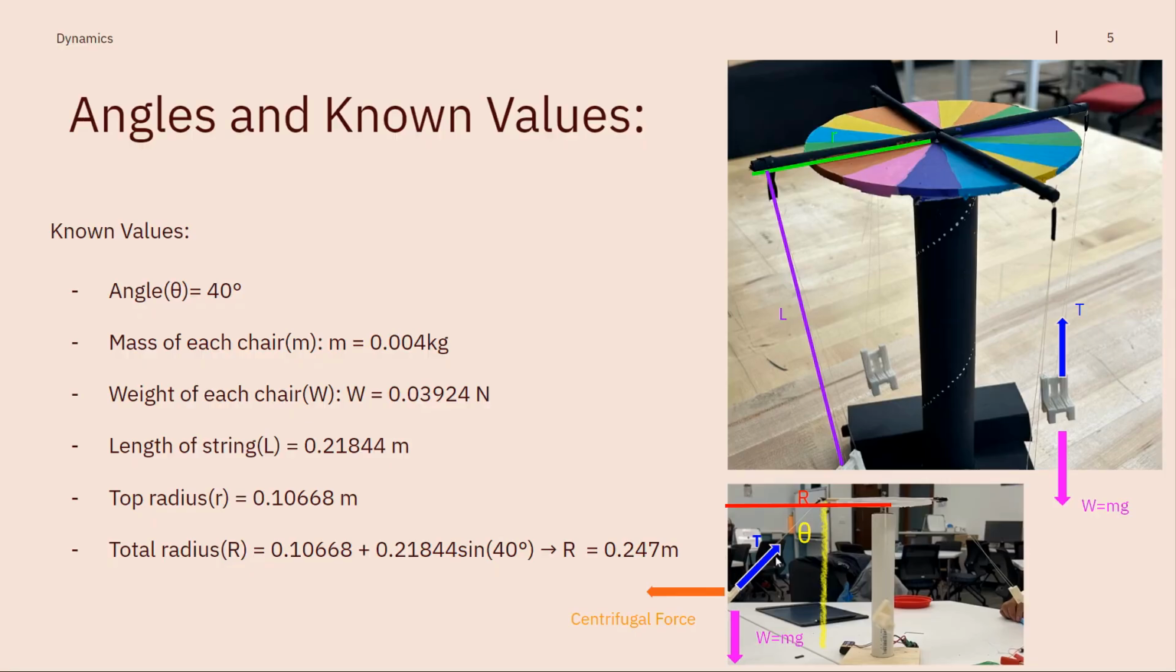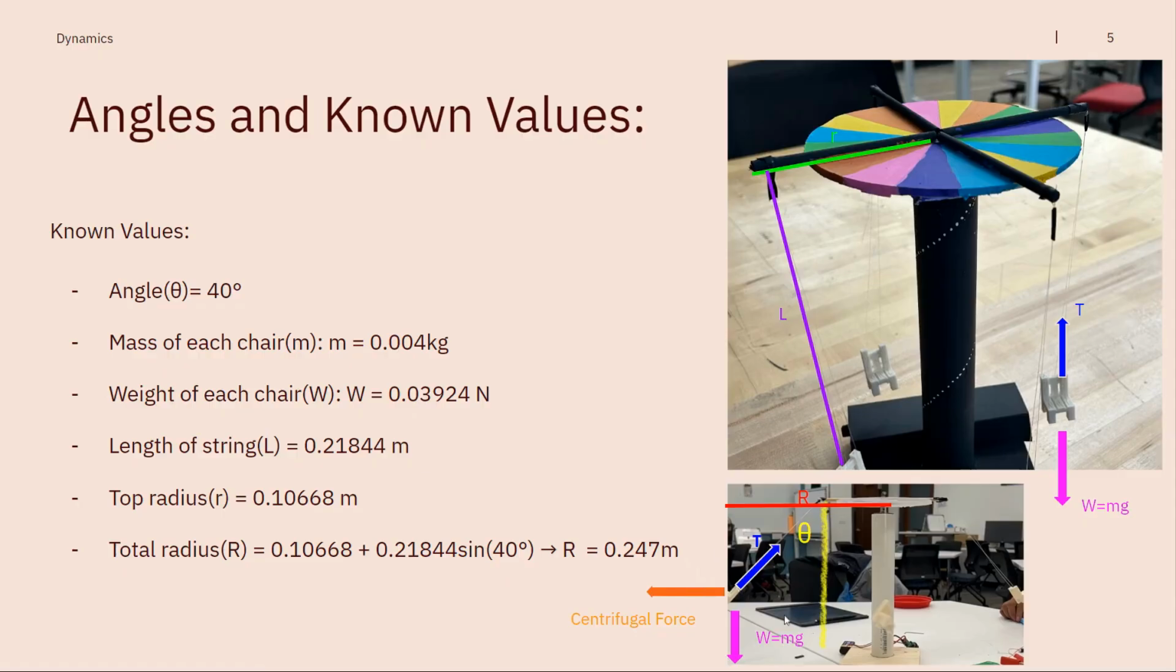And then our total radius, which is our big R, is from that center until where that chair made that angle, as you can see here in this picture. And we did this by summing small r plus, using geometry, the rest of that length, and we got that to be 0.247 meters.